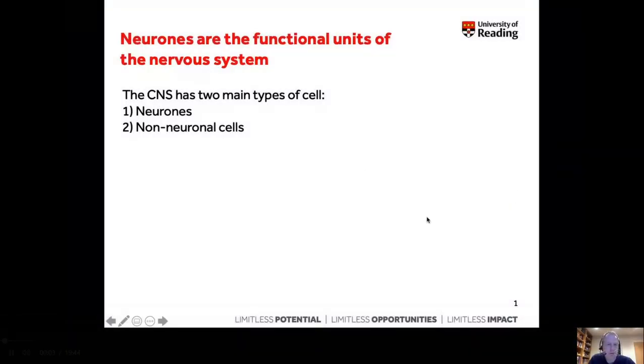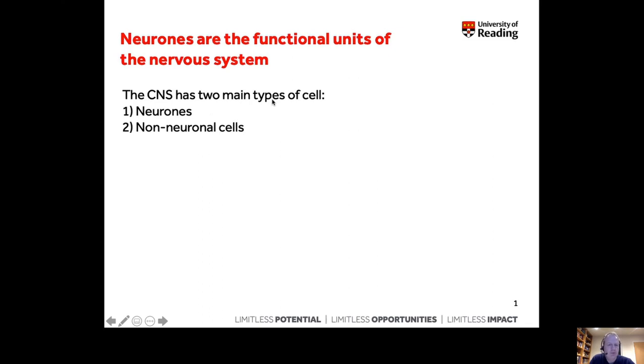In this second screencast, we'll consider neurons and also the nerve action potential. So one of our learning aims at the beginning was for us to tell you that neurons are the functional units of the nervous system. Before we get on to describing neurons in detail, just for completeness, we'll tell you about non-neuronal cells.